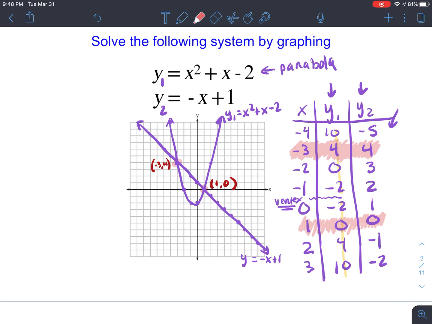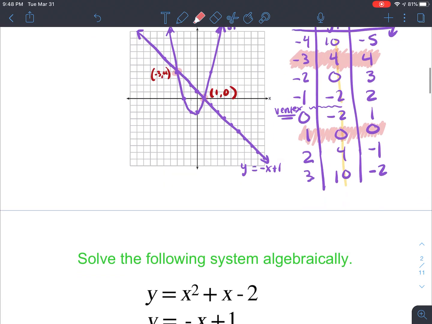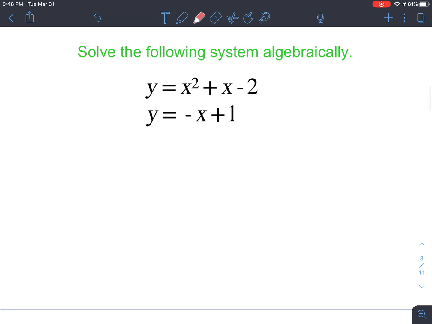Okay, so when we're solving by graphing, it's the same process. We just may have more than one point of intersection. Okay, so now the question is, how do we do this algebraically? Okay, how are we going to solve that same system of equations algebraically?